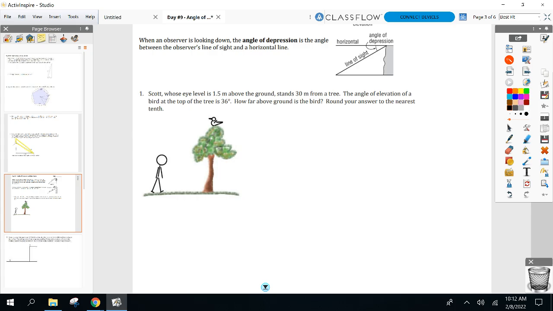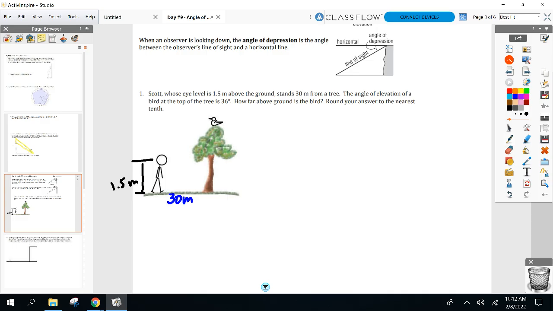So Scott's eye level is 1.5 meters above the ground. So from ground to eye is 1.5 meters. Not his height, but just his eye level, 1.5 meters from the ground. So eye to ground is 1.5. And Scott's standing 30 meters from the tree. So from Scott to the tree, 30 meters. I think we can confidently put 30 meters here.